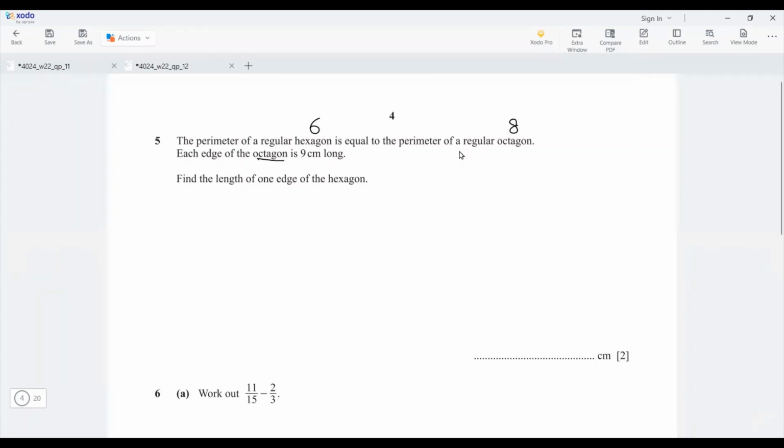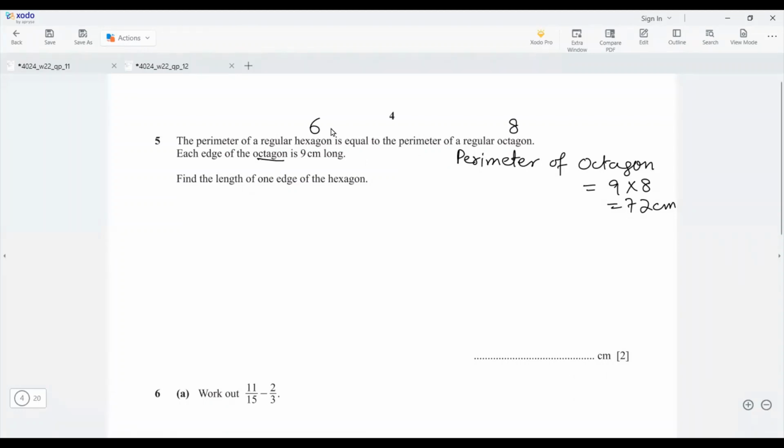So what about the perimeter of the octagon? The perimeter of the octagon must be 9 times 8. We have to multiply one length by the total number of sides. So 9 times 8 gives us 72 centimeters. It is the perimeter of the octagon, and they're saying both shapes' perimeters are equal. So we have to make them equal in order to find each edge of the hexagon.